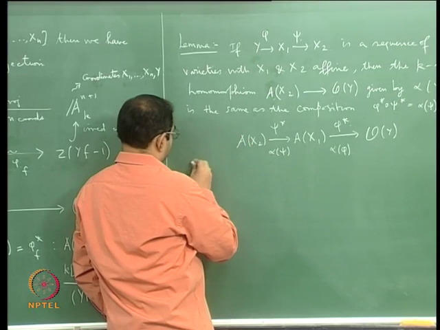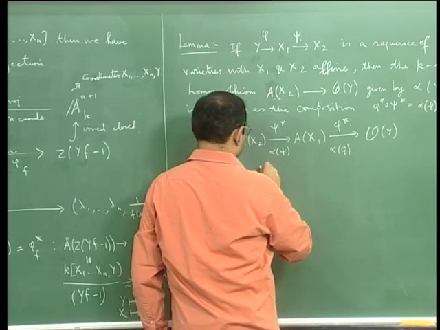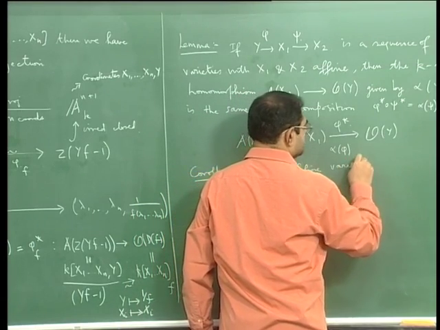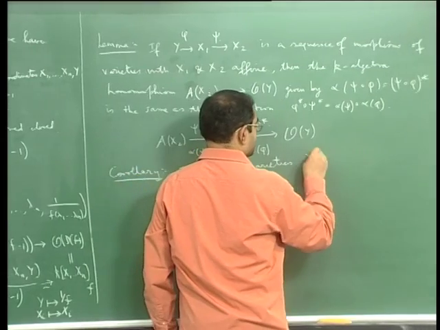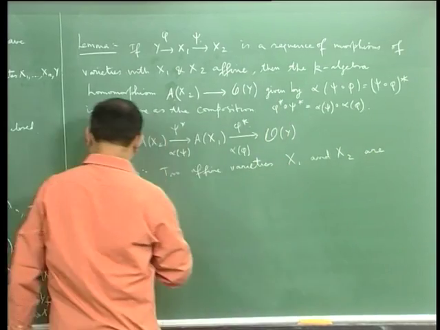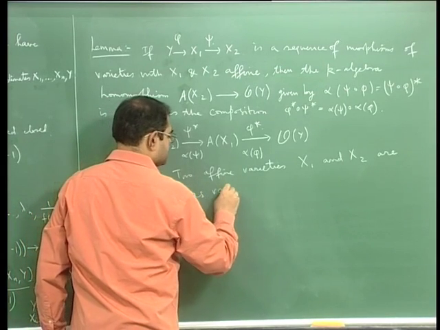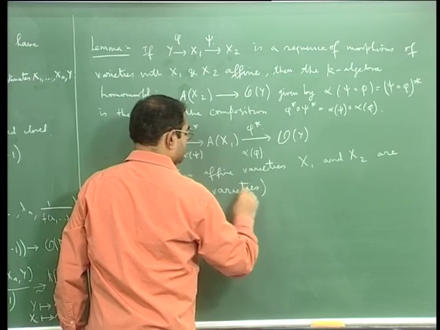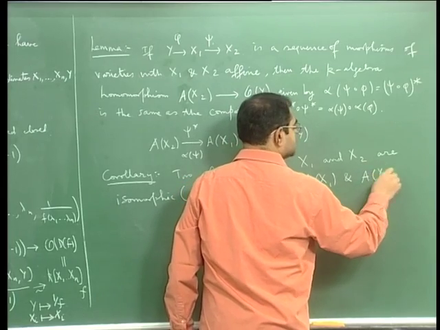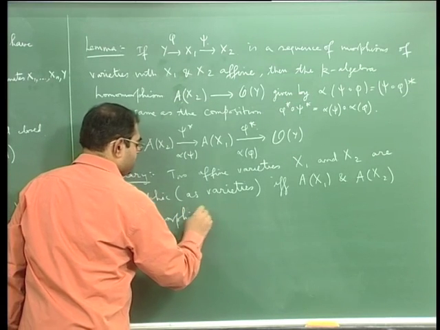But then the important corollary to this lemma is the following. Two affine varieties X1 and X2 are isomorphic, and when I say isomorphic it means as varieties, if and only if A of X1 and A of X2 are isomorphic as K-algebras.